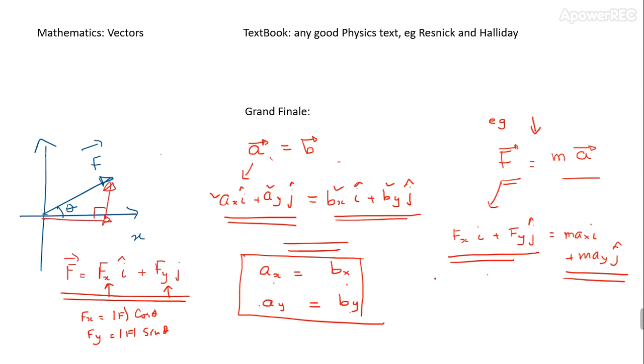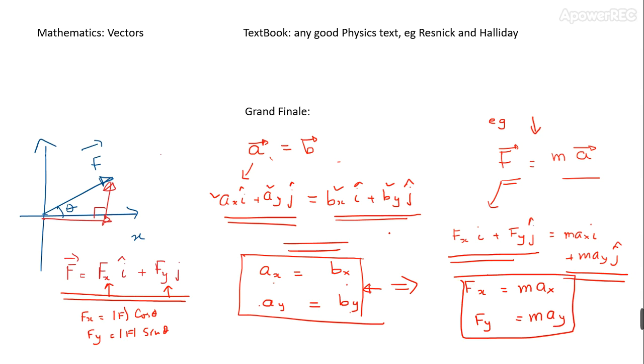Now what this means, as per our previous discussion, is that Fx is equal to max, that is the x components have to be equal, and Fy is equal to may. These are two scalar equations. So I'll repeat this all over again. Newton's second law is a vector equation.